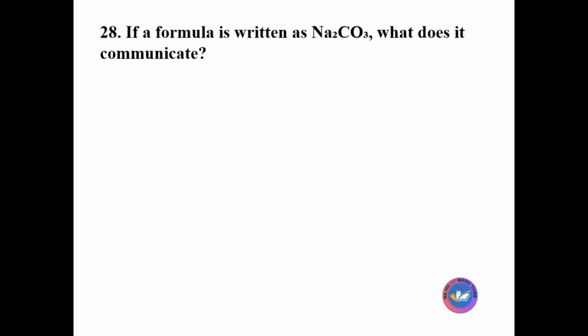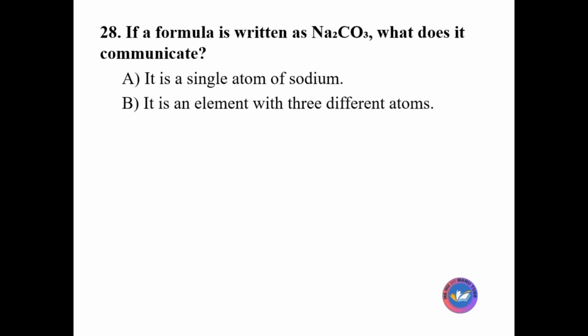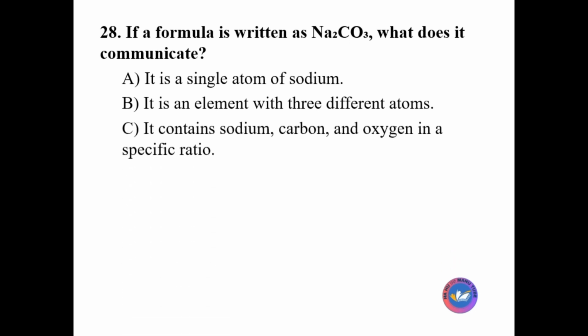Question number 28. If a formula is written as Na2CO3, what does it communicate? A. It is a single atom of sodium. B. It is an element with 3 different atoms. C. It contains sodium, carbon, and oxygen in a specific ratio. D. It contains 2 types of oxygen atoms.